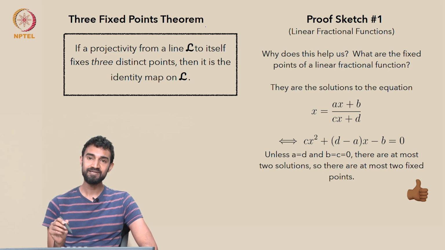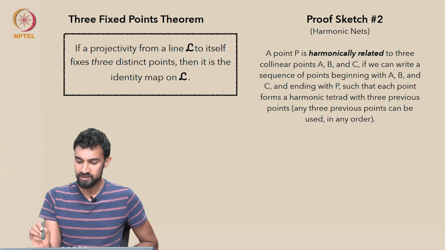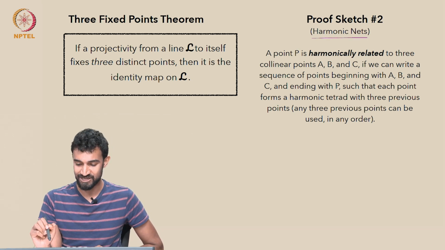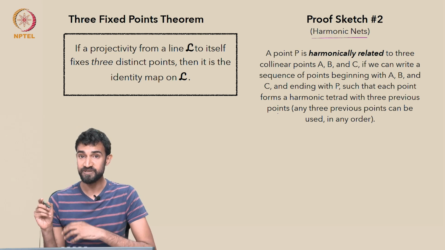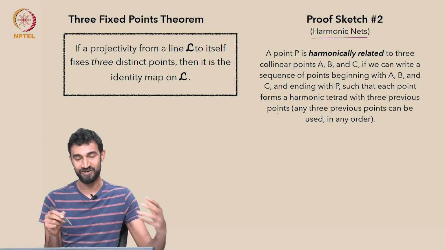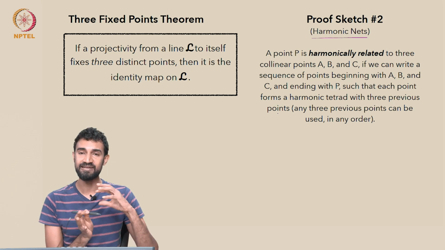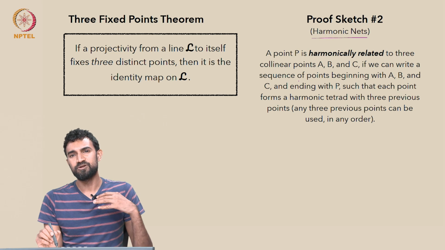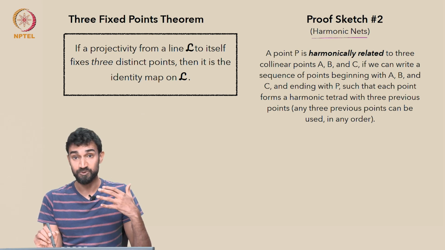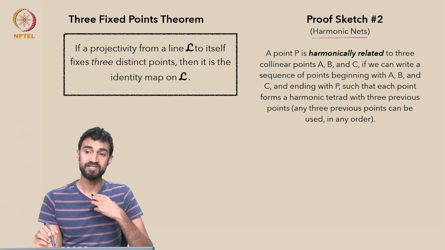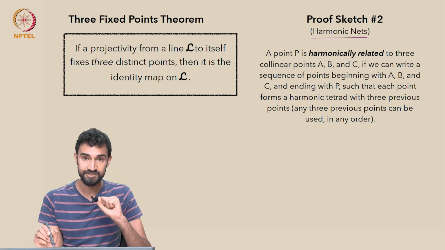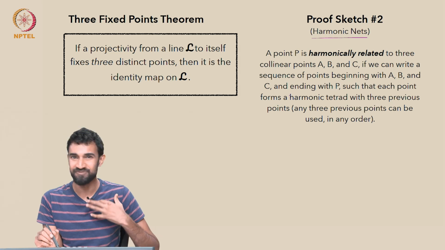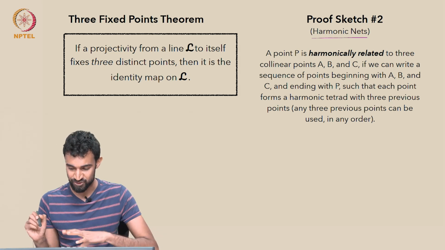Okay, so let's see another proof sketch. The second proof sketch I want to look at, I'm calling the Harmonic Net Sketch. And this is going to be a totally different proof than the linear fractional function proof, coming at it from a completely different direction. And in order to fully finish it, it'll be helpful if you've had a course in real analysis. In fact, you'll kind of need that to fully complete the proof. But it's interesting to think about even if you haven't had a course in analysis. So I want to just describe it.